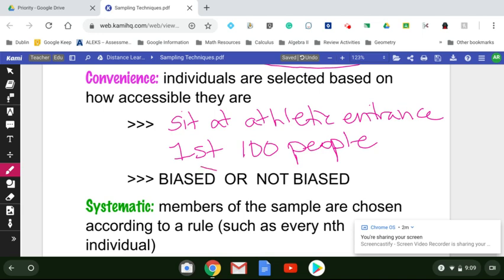This would be considered a biased sample. That is because if you think about it, the first 100 people who walk through the athletic entrance, maybe they're juniors and seniors who can drive to school. I'm missing half of our school population, the freshmen and sophomores who take the bus to school. Or maybe they're coming through the athletic entrance because they are all athletes and they have different opinions about sports than everyone else. So just because it's convenient or easily accessible doesn't mean it is a good sample.